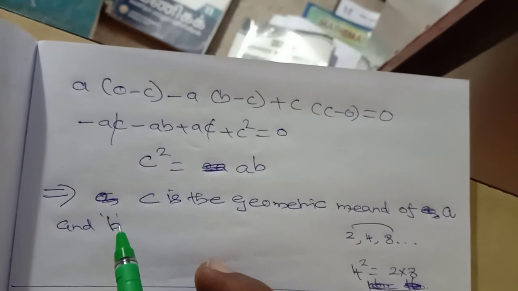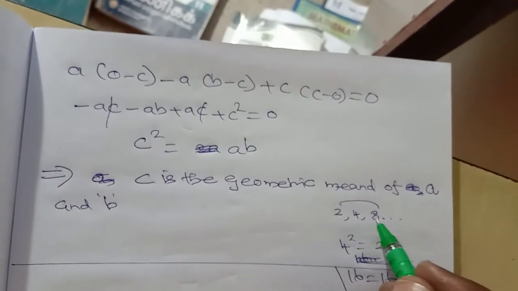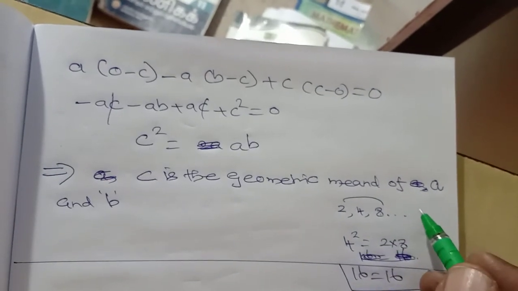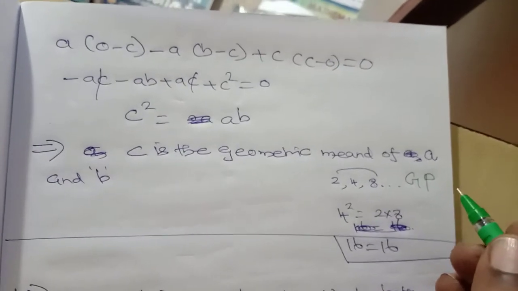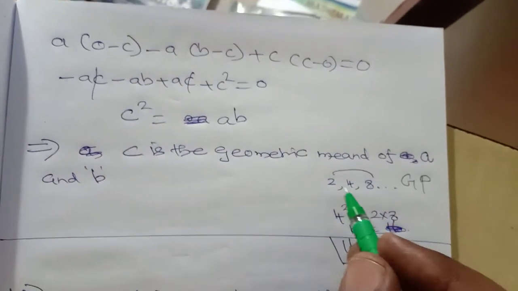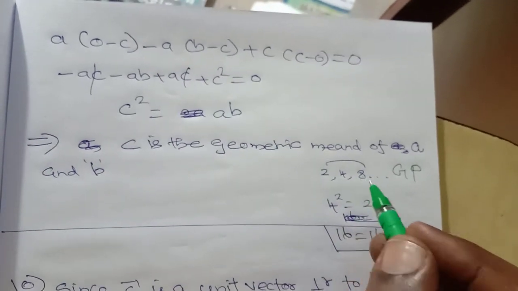So what is the geometric mean? Suppose a, b, c are in GP. That's the meaning of that. A, b, c in GP means, for example, you take 2, 4, 8. 2 into 2 is 4, 4 into 2 is 8. So this is a GP.